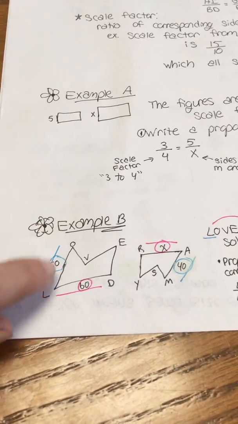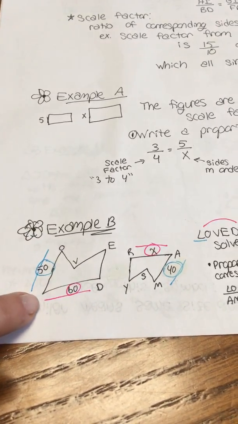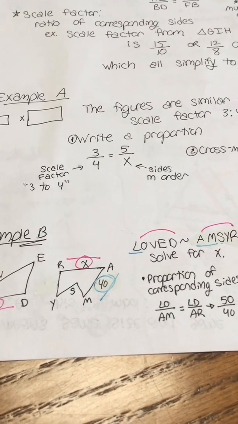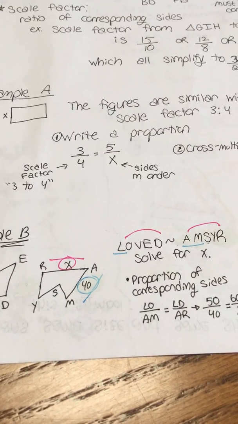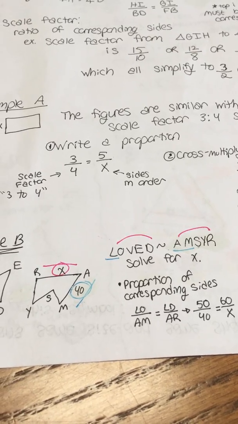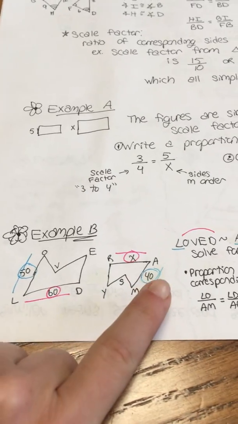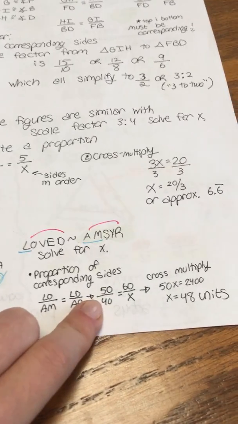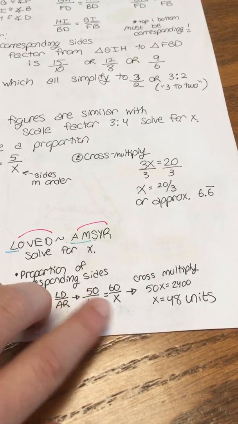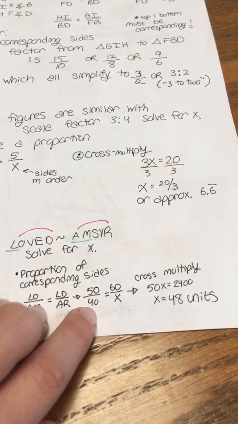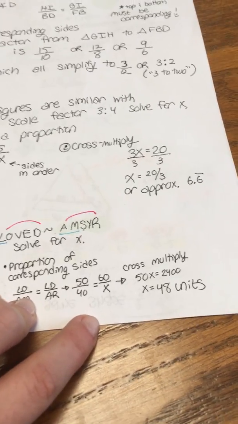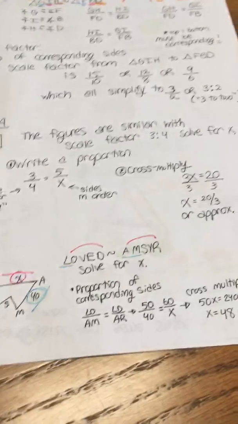The other one we know about is LO. So LO is 50. If you look in your statement, LO is the first two, and the first two in the second figure are AM. So LO corresponds to AM. So 50 over 40 would be the second part of my proportion. Then you're just cross multiplying. 50x equals 2400. Divide by 50 and you have 48 units.